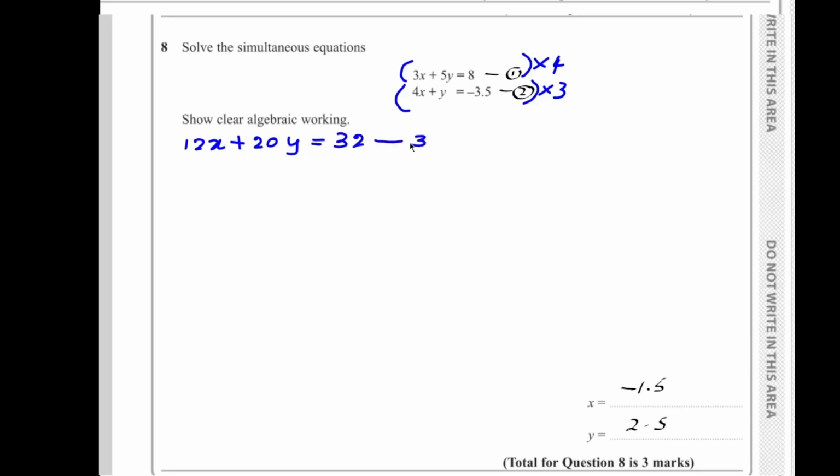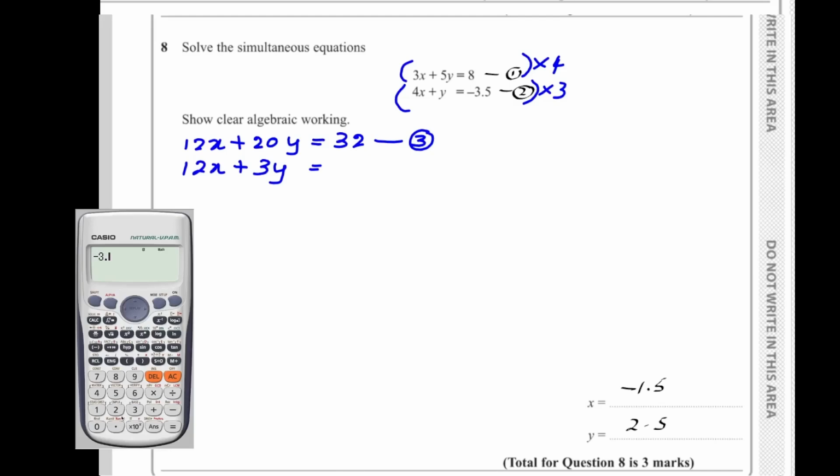Label this equation as equation 3. Next one, 4 times 3, 12x. Can you see now we have matched the coefficients of x? That's the goal. We are matching the coefficients of x. After that, plus 3y equals minus 3.5 times 3, which becomes minus 21 over 2, which is minus 10.5. This is equation 4.